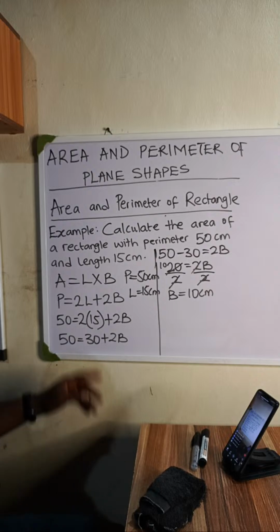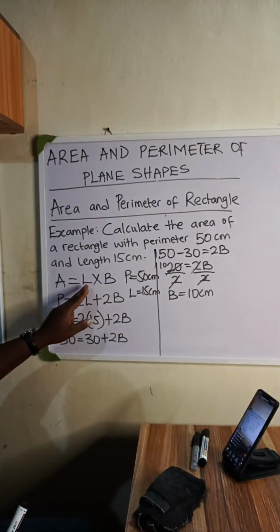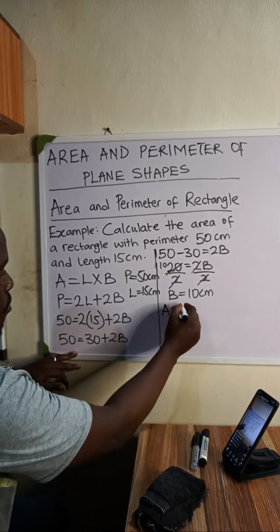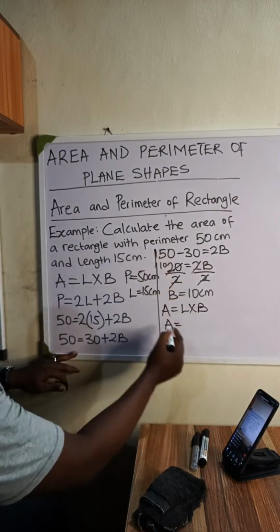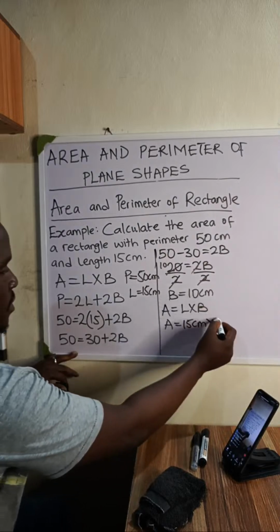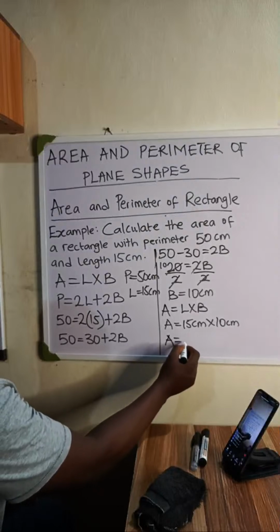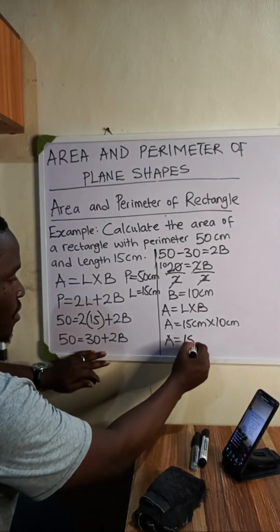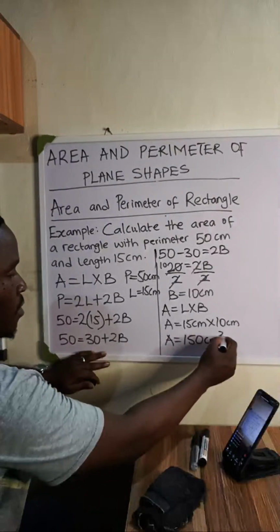Okay, so now we know the breadth, so we can now find the area. We already know the length. So area is equal to length times breadth. Area is equal to the length, 15 centimeter, times the breadth, 10 centimeter. So the area is equal to 15 multiplied by 10. That will give us 150. Centimeter multiplied by centimeter will give us centimeter square.